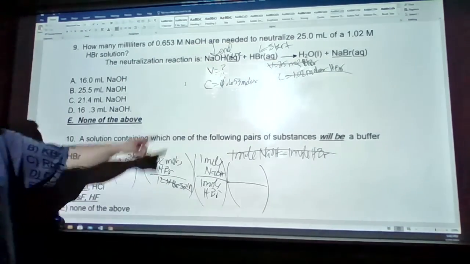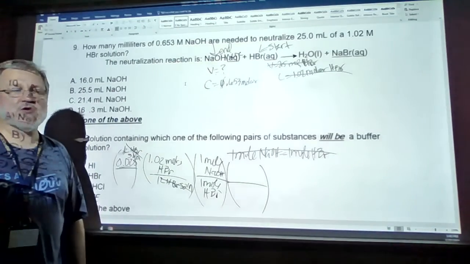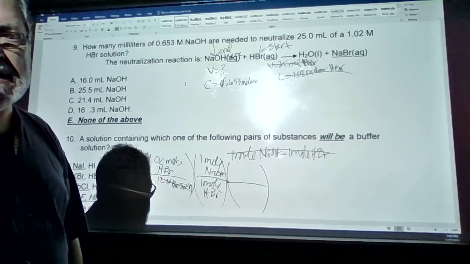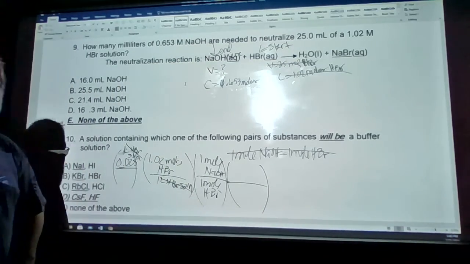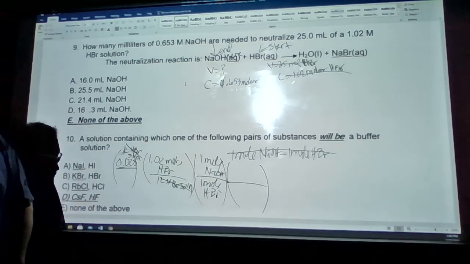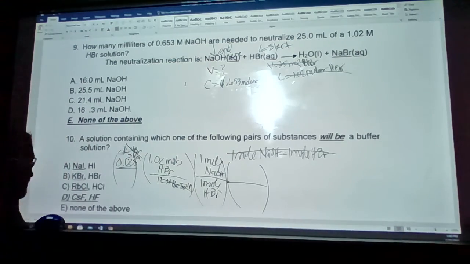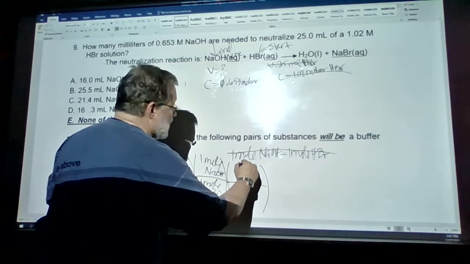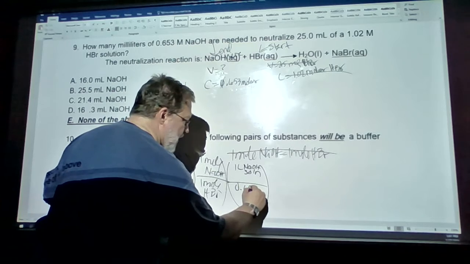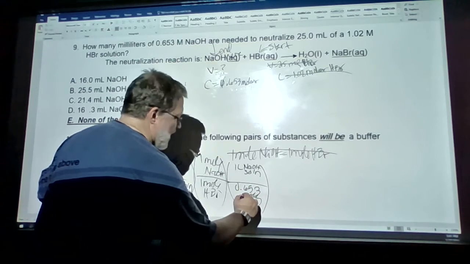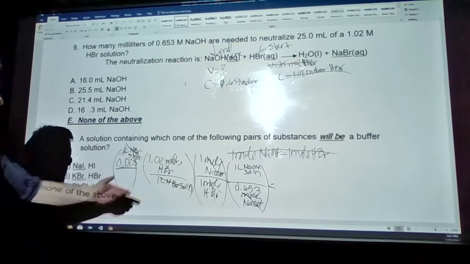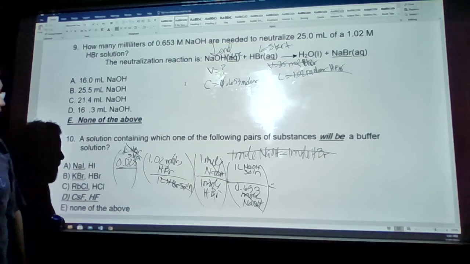The only bit of information we haven't used yet is this concentration term. It is 0.653 molar. Well, what does 0.653 molar mean? It is 0.653 moles of NaOH per 1 liter of solution. Remember, these terms of molarity can be flipped or inverted. So if we have 1 liter NaOH solution per 0.653 moles NaOH, moles NaOH cancel, moles HBr cancel, liters of HBr solution cancel. We're left with liters of NaOH solution.